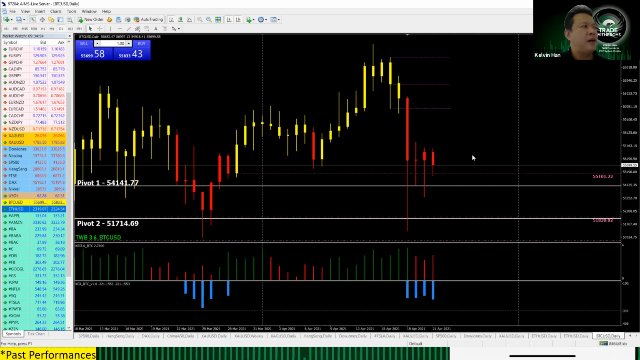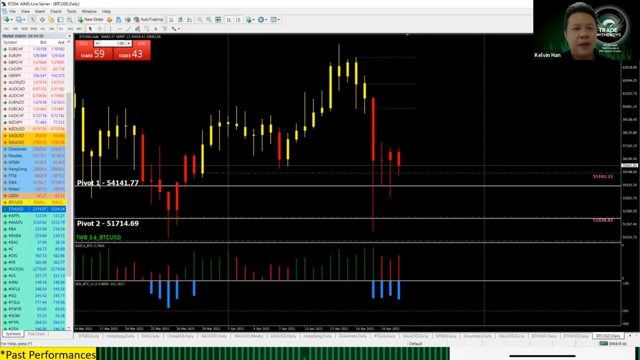Now for today's Bitcoin, we can see very clearly from our indicator that the KSI is actually red in color. That means there is some form of resistance on the upside. And there are some blue bars at the bottom too. So overall, today Bitcoin may not be going up.